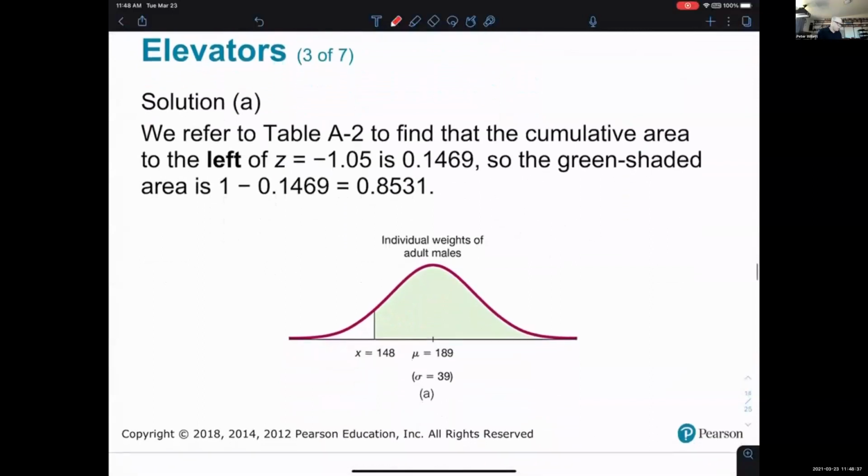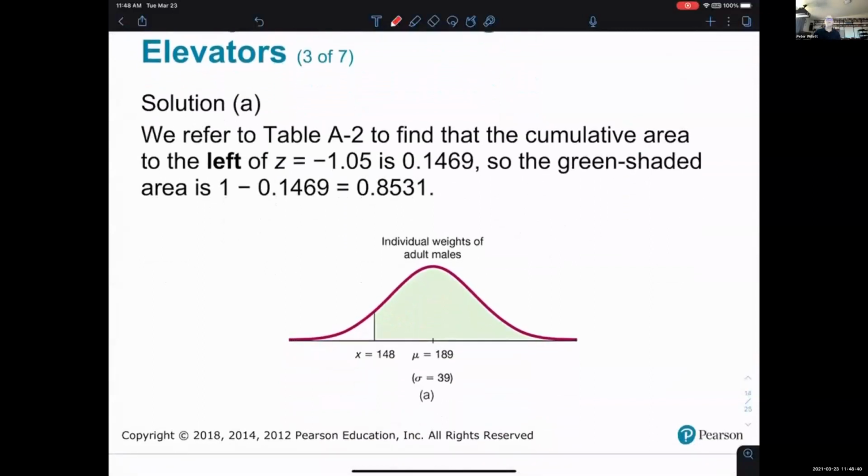So then they say they're looking that up on a table, and we would do all that on StatCrunch ideally. And they get 0.8531, or 85%. And StatCrunch would give us the same thing.